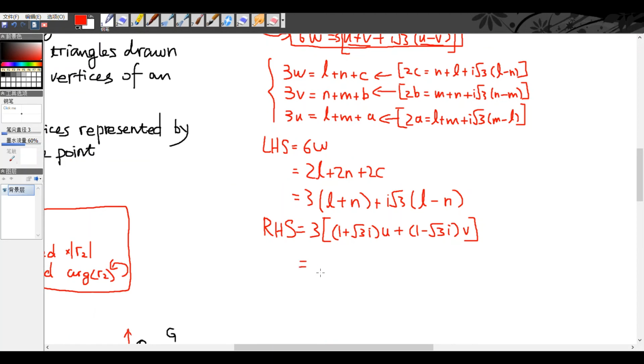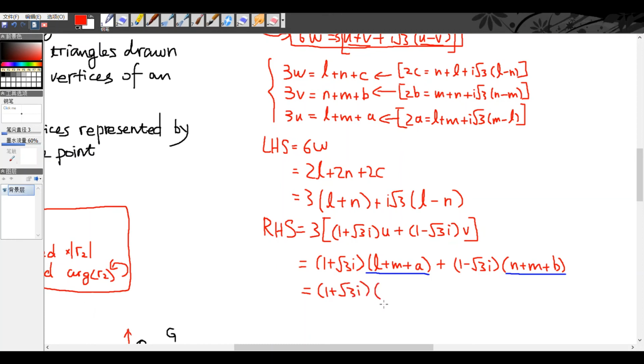So our right hand side is equal to 1 plus the square root of 3i times 3u, and 3u is just L plus M plus A. And here we again have plus 1 minus the square root of 3i times 3v, which is just M plus B. And now we expand those two brackets by substituting the values of A and B. So we have 1 plus the square root of 3i times L plus M plus A, where A is equal to 1 over 2 times this right hand side.